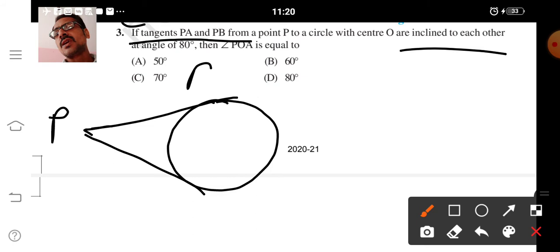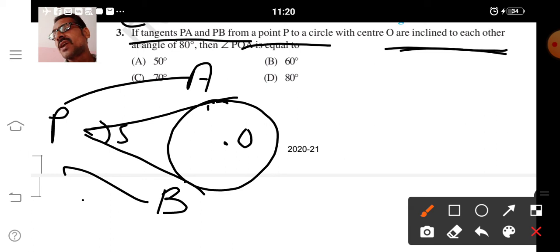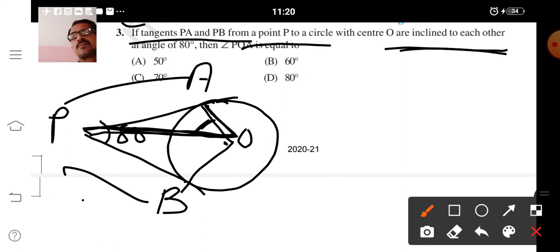PA and PB, from a point P to the circle with center O, are inclined to each other at an angle of 80 degrees. उसका मतलब क्या कि PA and PB inclined to each other at angle 80 degree, यानी PA और PB जो दो टेंजेंट हैं, they are making an angle of 80 degrees. Then, this angle we want, angle POA. Okay, let us solve.